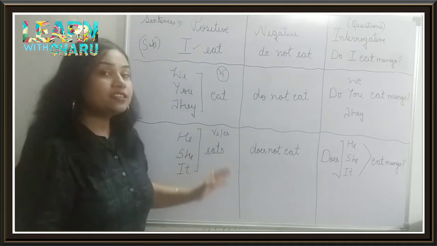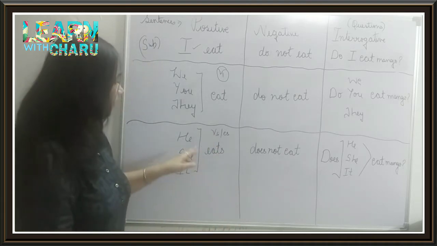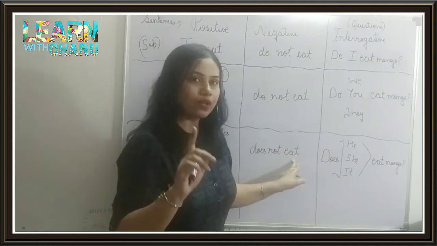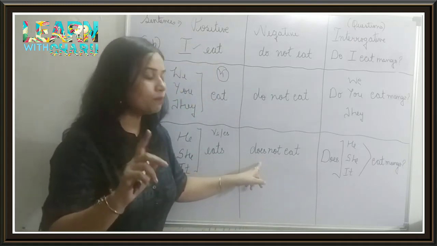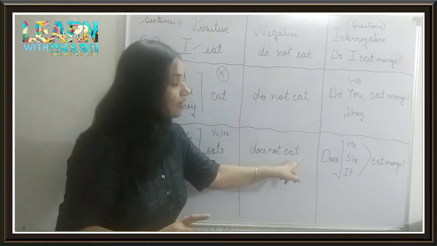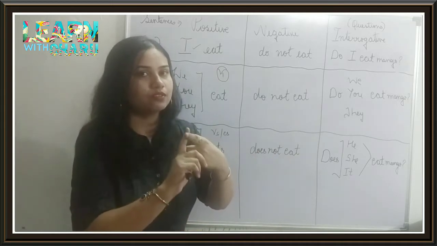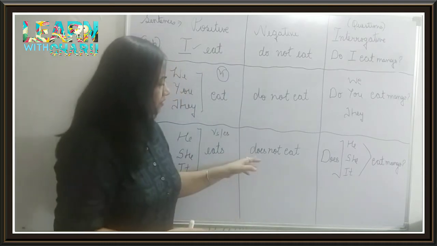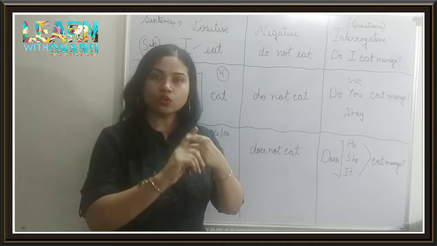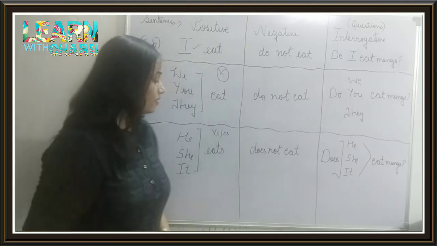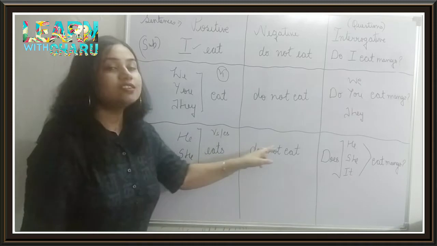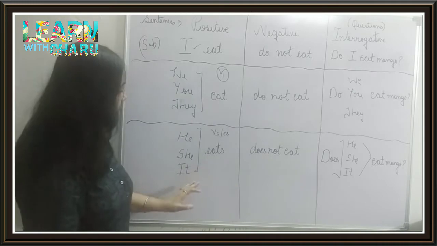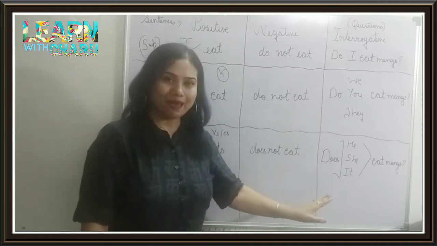Right? Now let's make the negative sentence. He does not eat mango. Now always remember one thing. Does is here, so please don't put s here. Okay? अगर आपने लगा दिया तो ये wrong हो जाएगा sentence. So don't do that. Okay? He does not eat mango. She does not eat mango. It does not eat mango.